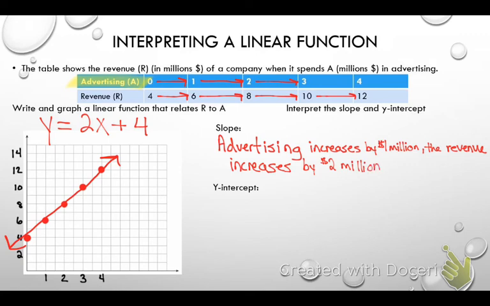All right. As advertising increases by $1 million, that's what my slope is telling me. Okay. Or you could say as advertising increases by $2 million, the revenue increases by $4 million. It could be said that way as well. All right, that's my slope interpretation.